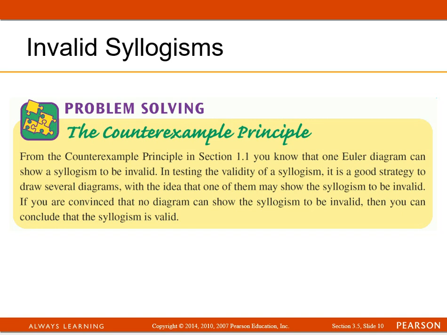Okay, actually, what I just did was the counter example principle. I drew 3 pictures and I had 2 counter examples that went against what their conclusion was. So that's one way that you can show that a syllogism is invalid.